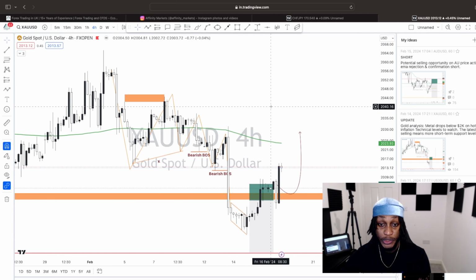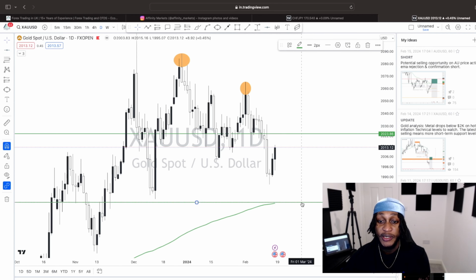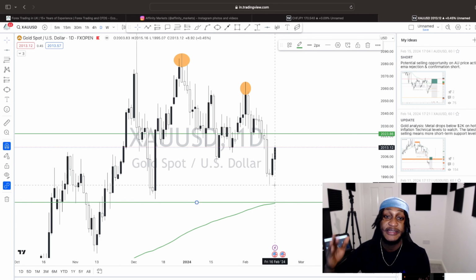So let's look at gold from a daily perspective, right? What I'm going to show you guys is how price has been trading. So you can see we have been trading within this bearish trend, right? However, what I do fancy about gold, I think price may potentially come back into this support area around, let me just mark it with my horizontal trend line. So I think price might come back into the 1970 area.